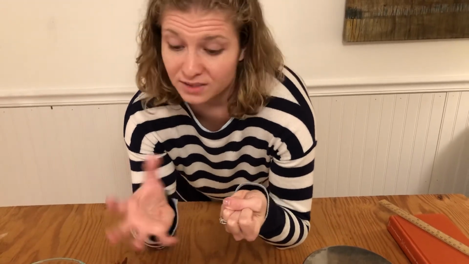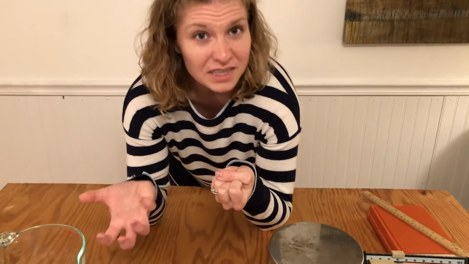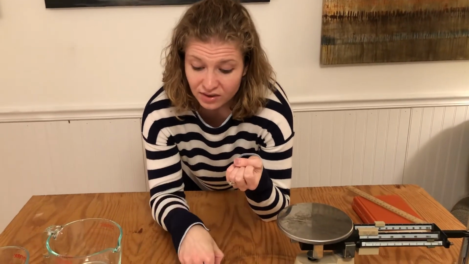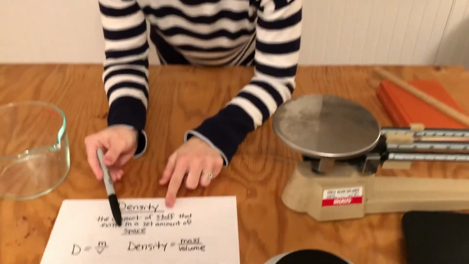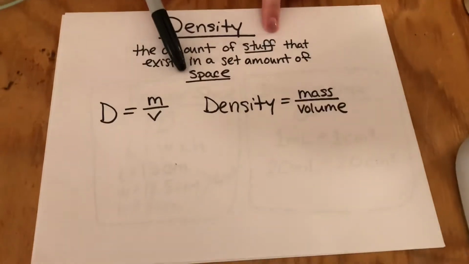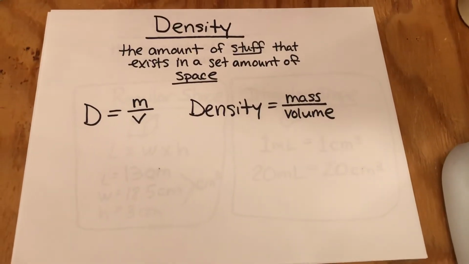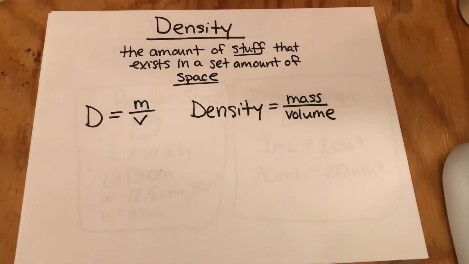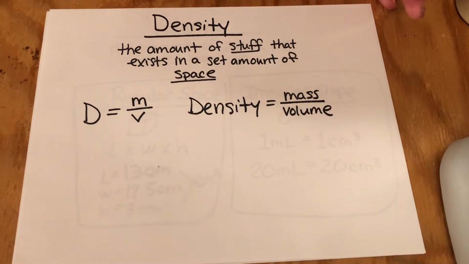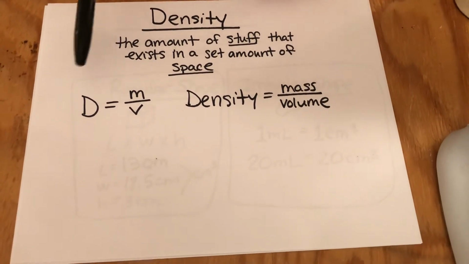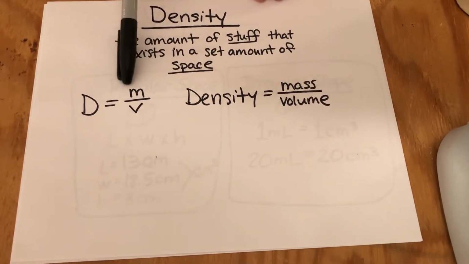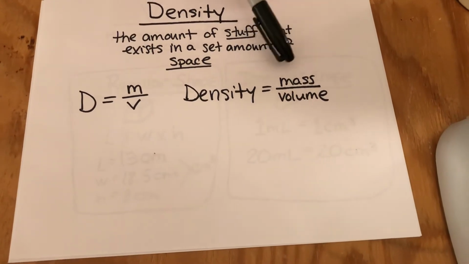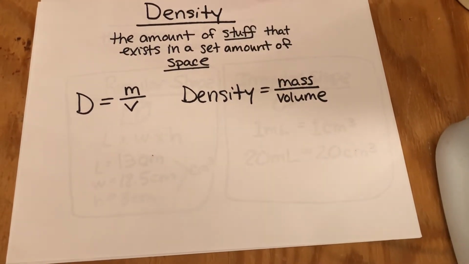The wiffle ball has a plastic case, but other than that, it's mostly gas, right? It's mostly air, it's open. And so density is going to basically calculate how much stuff exists in a certain amount of space. For that reason, in order to find density, we need to know about the mass of an object, and we have to know about the volume of an object. Our formula for density is going to be m/v, or mass divided by volume.